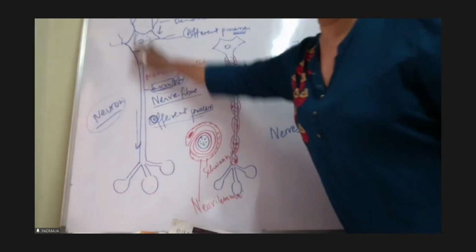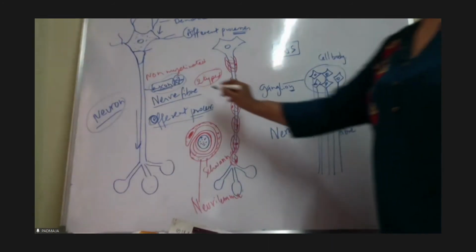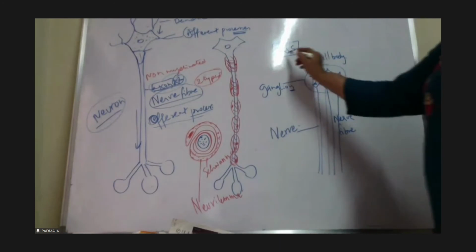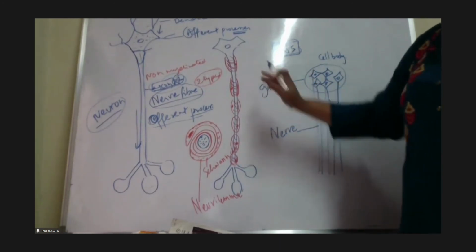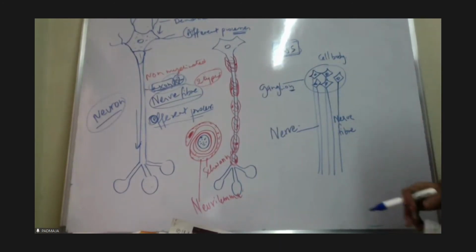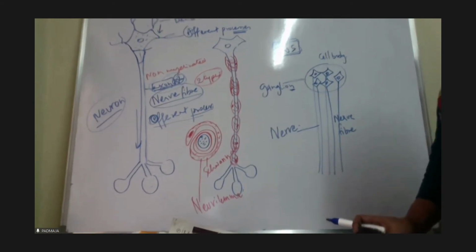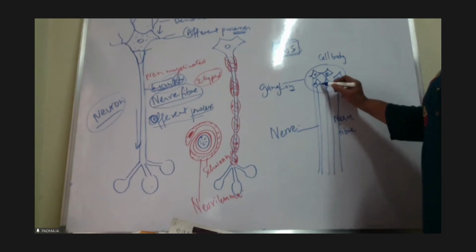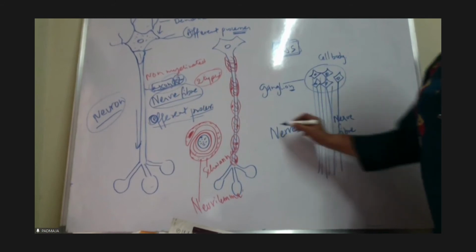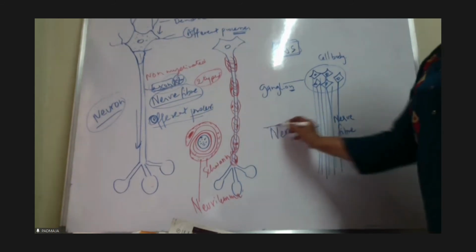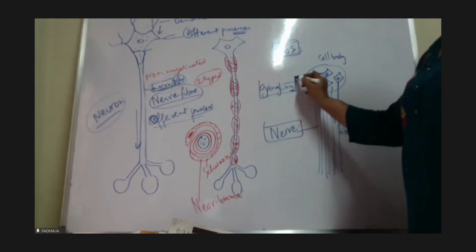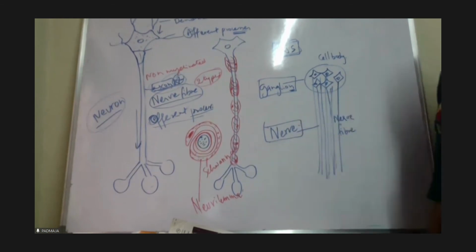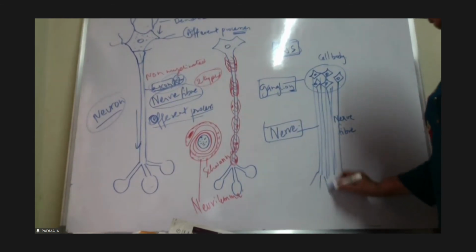Neuron means one single cell. Nerve fiber means its axon. In the peripheral nervous system, that means the 12 pairs of cranial nerves and 31 pairs of spinal nerves, the nerve fiber aggregation is called a nerve. Important: cell body aggregation is called a ganglion, and nerve fiber aggregation is called a nerve. Here these are axon terminals.